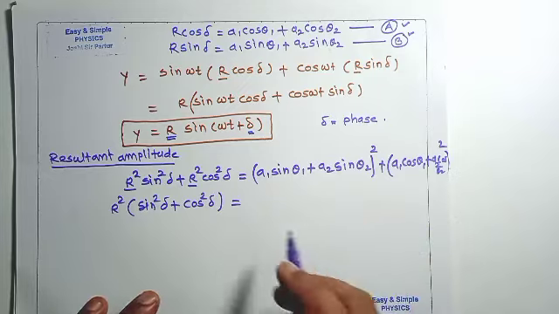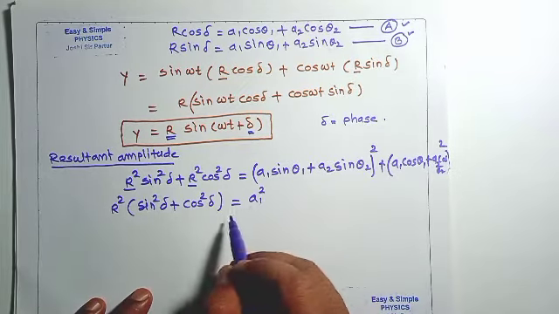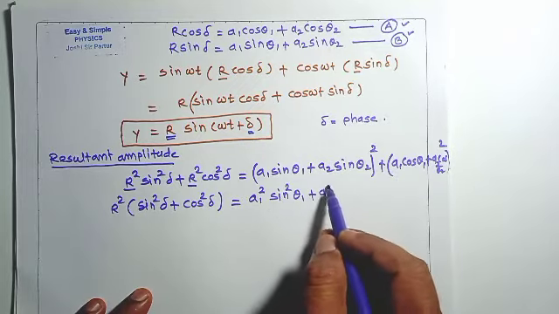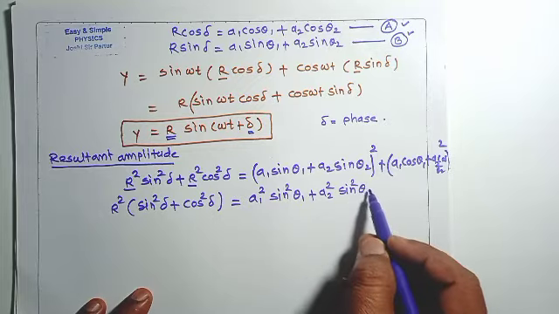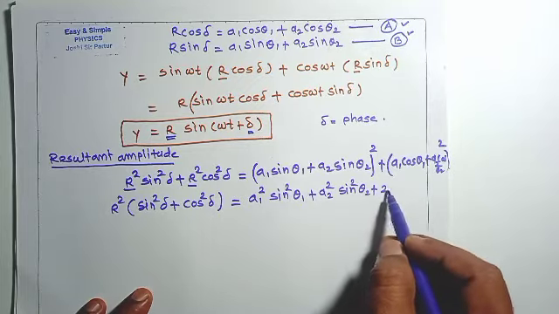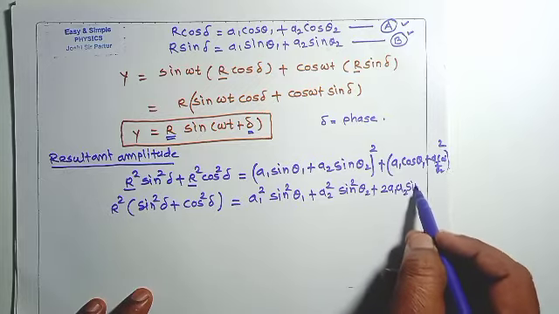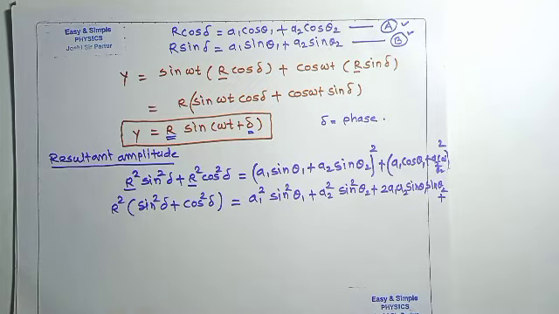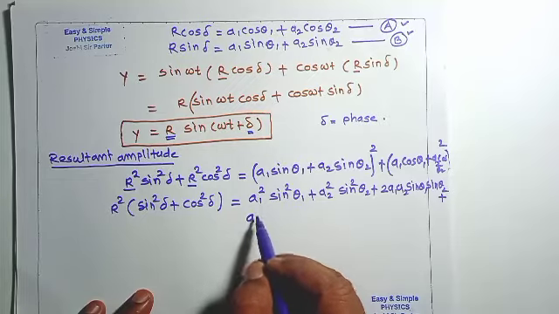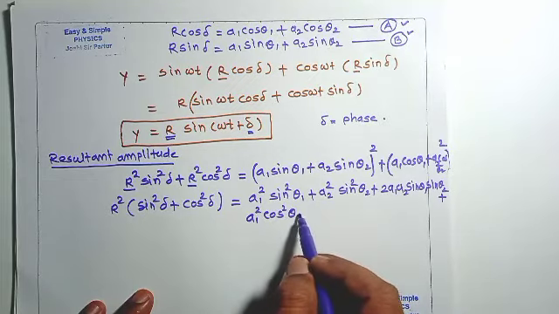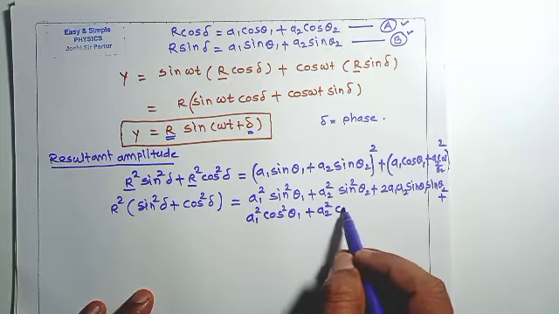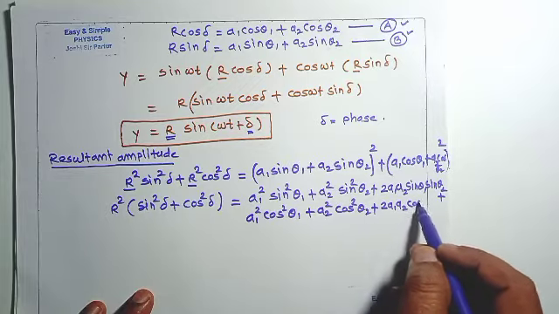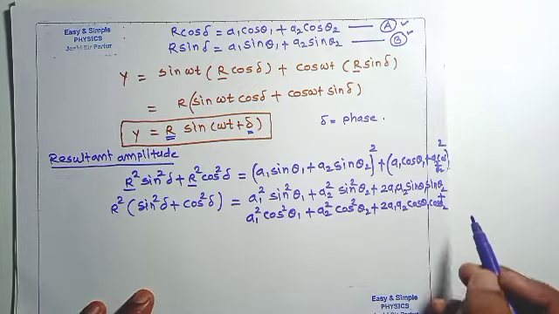Here the first bracket square will be a1 square sine square theta 1 plus a2 square sine square theta 2 plus twice a1 a2 sine theta 1 sine theta 2, plus another bracket, which will be written as a1 square cos square theta 1 plus a2 square cos square theta 2 plus 2 times a1 a2 cos theta 1 cos theta 2.